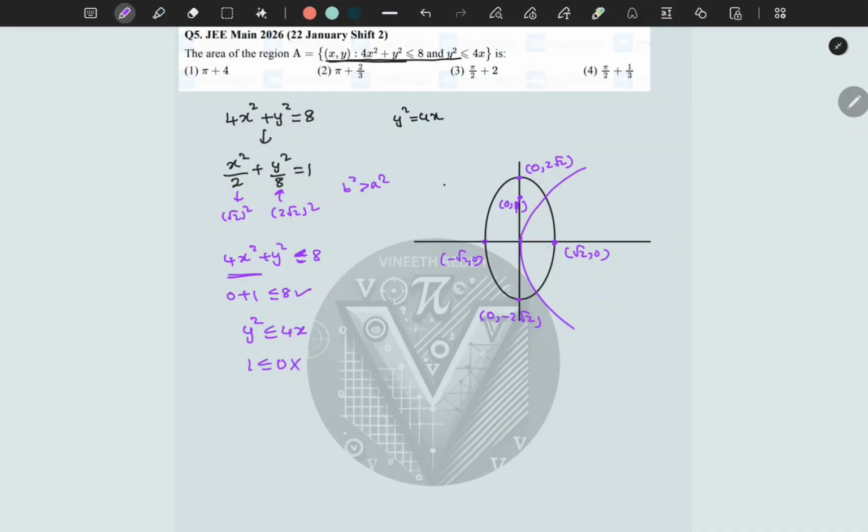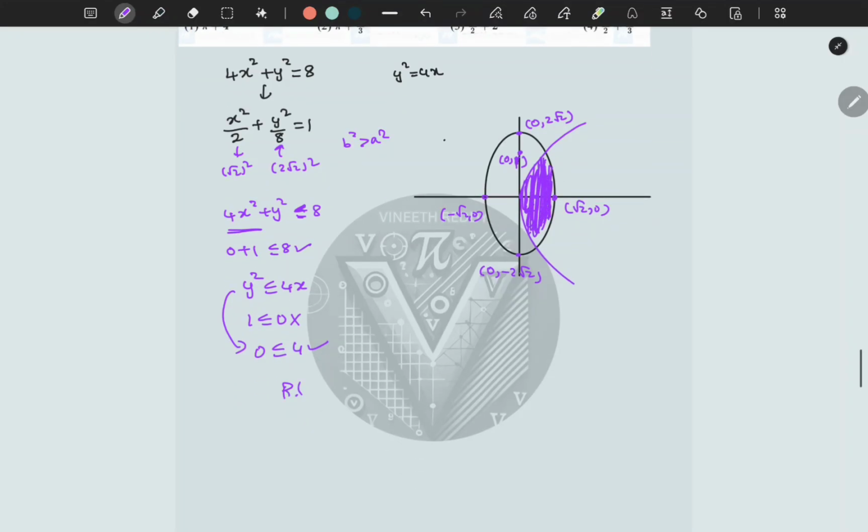And which region is he talking about? Let us just check with this part. Now this point is 1 comma 0. If I replace x with 1 and y with 0, we get 0 less than or equal to 4, which is true. That means he is asking us to find the area of this particular region, right? And since the graph is symmetrical with respect to the x-axis, we can say the required area will be twice the integral.